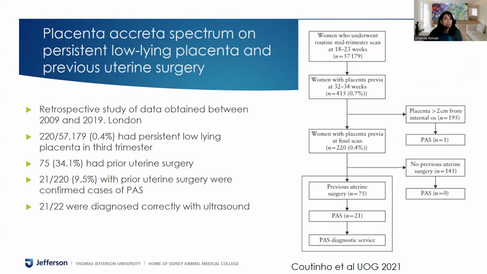Then, is low-lying placenta a risk factor for placenta accreta spectrum? So this study evaluated all women that had a persistent low-lying placenta. They account for 0.4% of all the sample. 34% had a form of prior surgical procedure, and 9.5% of them were found to have a placenta accreta spectrum. So about 10% of women who had low-lying placenta, in this group, only if they had prior uterine surgeries, were found to have placenta accreta spectrum. So low-lying is also something to consider.